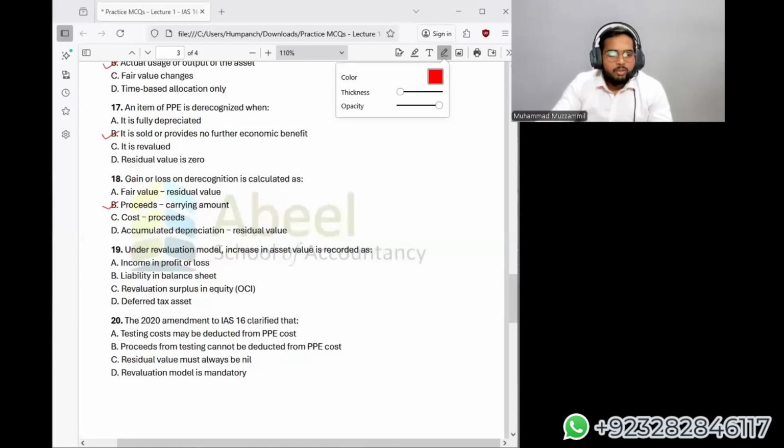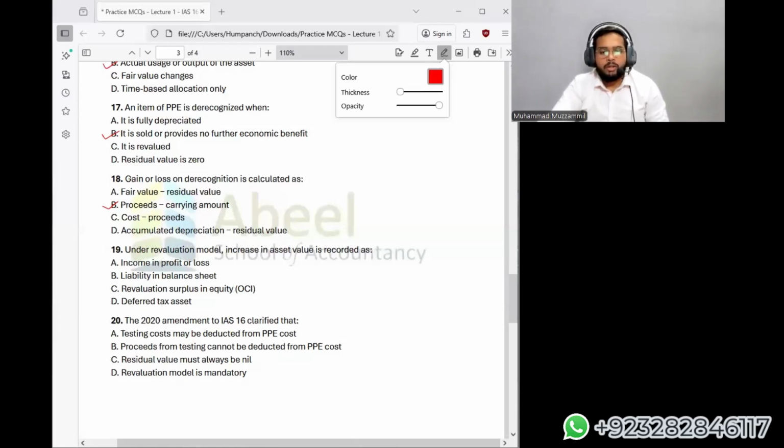So the last MCQ we have is the 20th. The 2020 amendment of IAS 16 clarified that testing cost may be deducted from property, plant and equipment cost; proceeds from testing cannot be deducted from property, plant and equipment cost; residual value must always be nil; or the revaluation model is mandatory. I know you may not be able to get the answer, so option B is the correct answer. Okay.